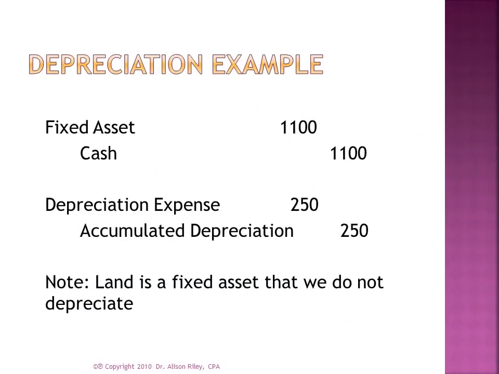Let's look at an example of a fixed asset purchase and subsequent allocation of its cost into expense using the process of depreciation. In this first journal entry, a fixed asset is purchased for $1,100 cash. The asset is expected to have a useful life of 4 years and an estimated salvage value of $100 at the end of 4 years. The second journal entry shows the annual adjusting journal entry to record depreciation expense of $250. The calculations are shown on the next slide.